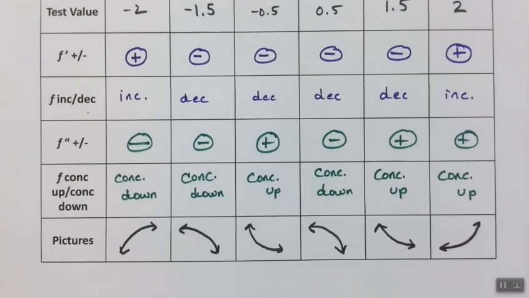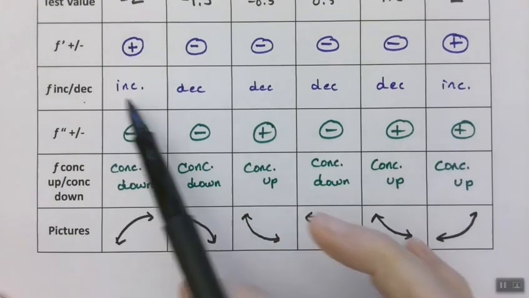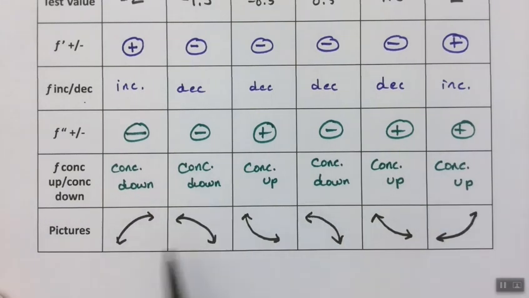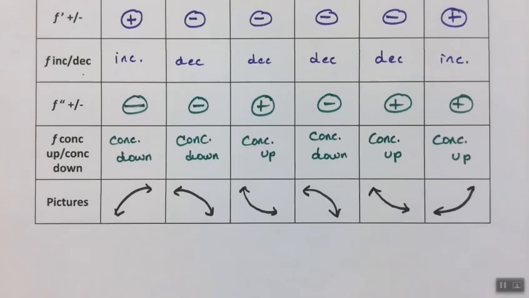Right, so you find your test values, you find your f prime signs, then determine increasing, decreasing, your f double prime signs, determine concave up, concave down. Then you determine pictures from each of those. And then from there, you can figure out your local mins and local maxes for part 6. So it's really easy to spot on the graph.